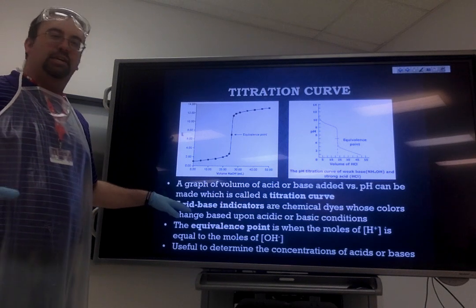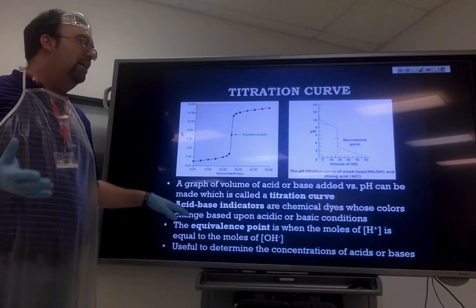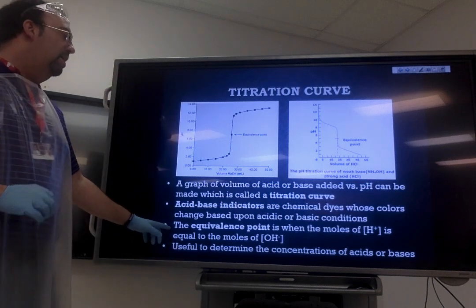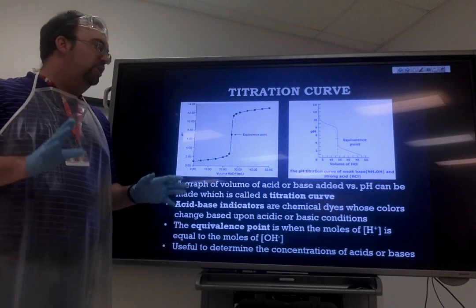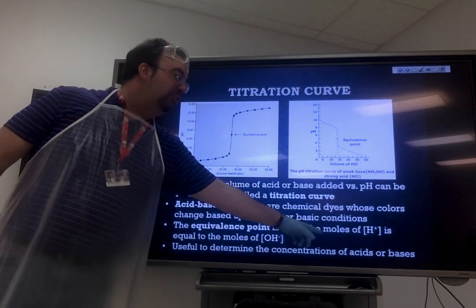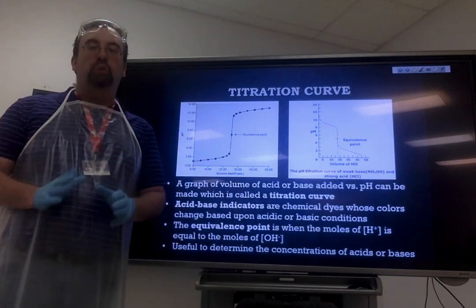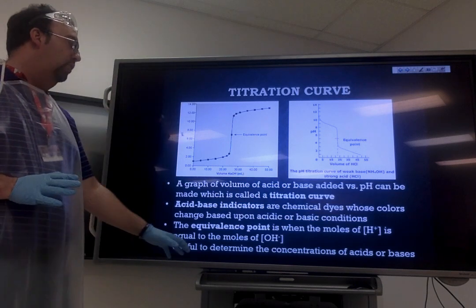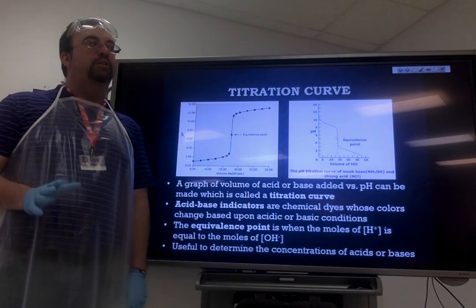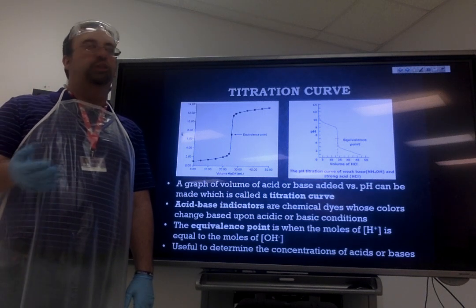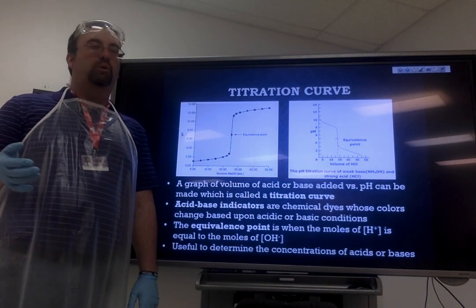We again use acid-base indicators. These are chemical dyes whose colors change based upon acidic or basic conditions. The equivalence point is when the moles of the hydrogen ion is equal to the moles of the hydroxide ion. And so, again, the reason we do this is because it's a useful way to figure out the unknown concentration of either an acid or a base.